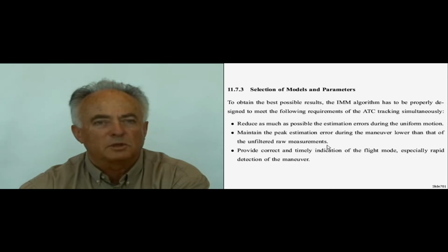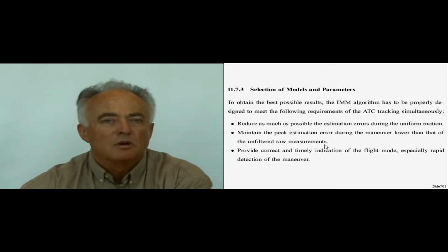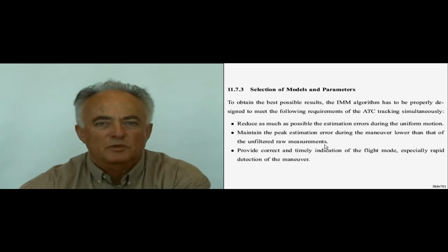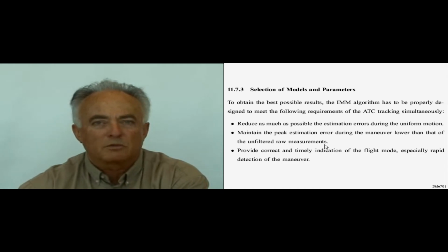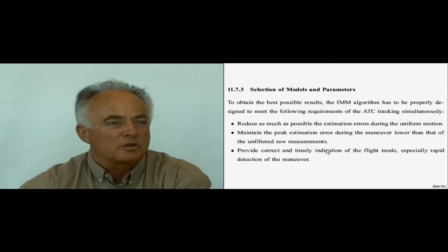Historically, this has been a problem with the early filters, where when a target was maneuvering, all of a sudden the errors crept up to levels that were unacceptable, and the air traffic controllers did not want even to use any state estimator. They would prefer to use the raw data, the measurements, or as they are called, the plots. So this is the second requirement.